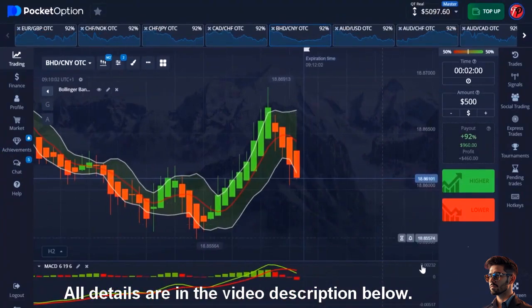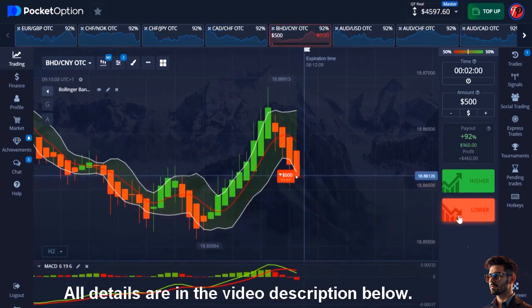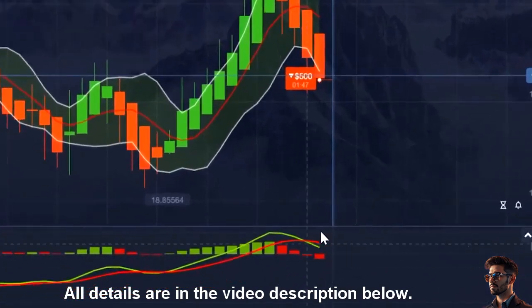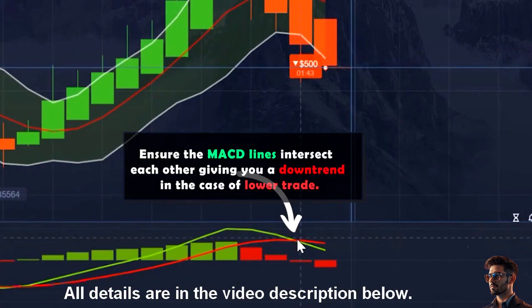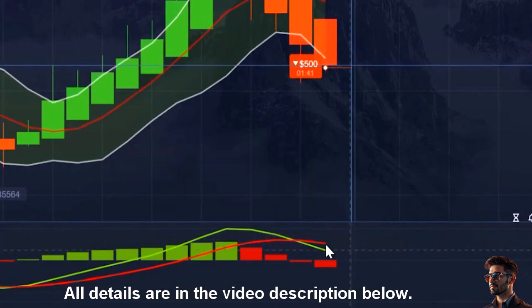So right now I'm going to enter this trade real quick. This is actually one of the best times for you to enter a trade with this strategy. The number one thing you always need to look out for anytime you're going for a down trade is your MACD. Make sure that your MACD lines intersect. The green and the red need to cross each other, giving you a downtrend confirmation.